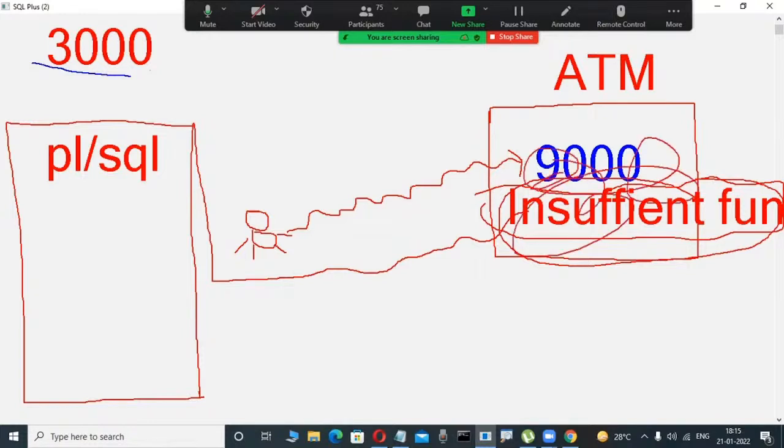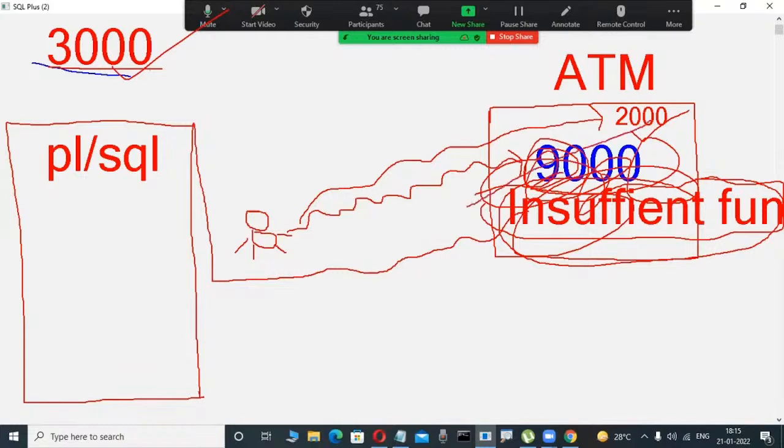Again, another scenario. Now my balance is 3000. Suppose I insert an ATM card and try to withdraw 2000 rupees, for example. Now it is possible. Why? Because here my balance is 3000. 2000 is less than 3000. That's why trying to retrieve this is possible. We are withdrawing the money, 2000 is possible in this example.